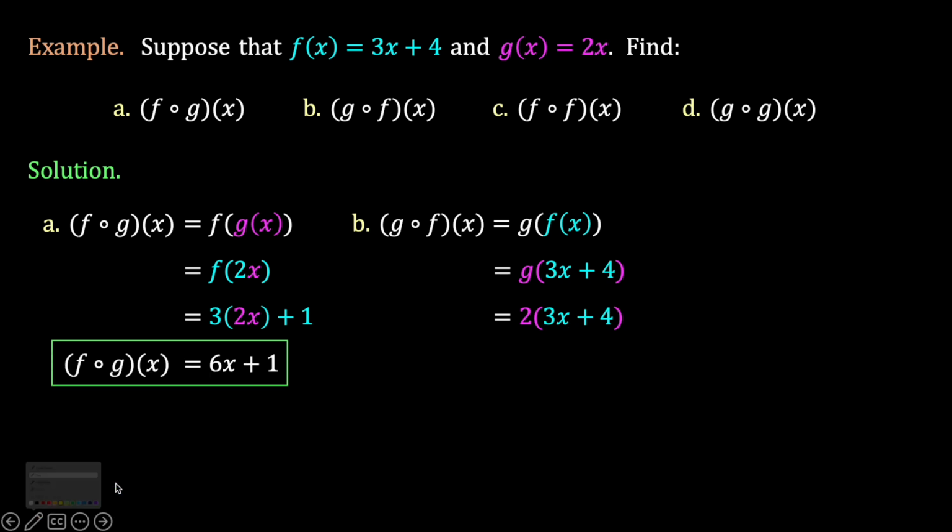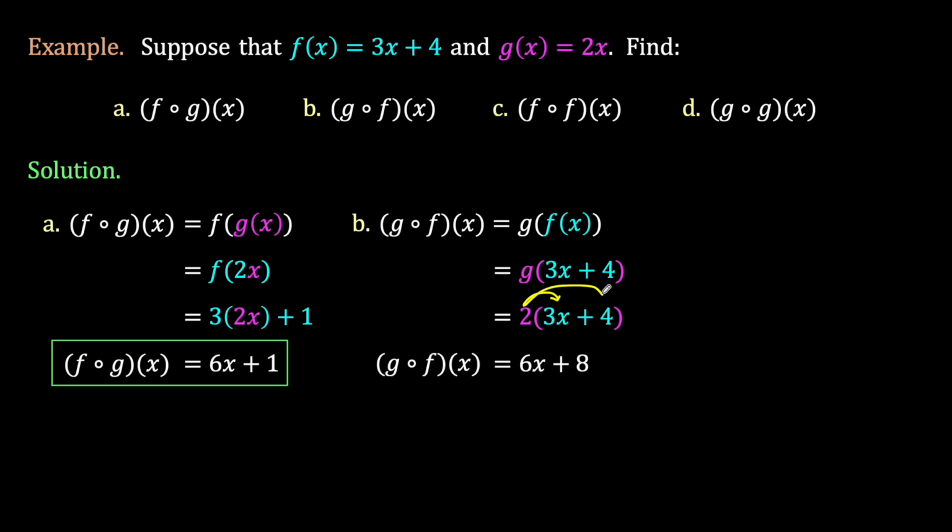Now, let's apply the distributive property. So, we have 2 times 3, which is 6x. Then, 2 times positive 4 is positive 8. That is why we have 6x plus 8 as our final answer.